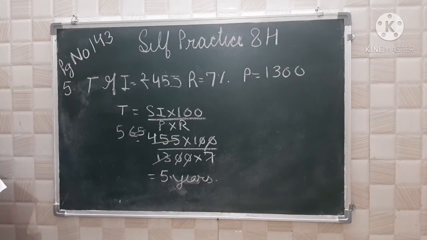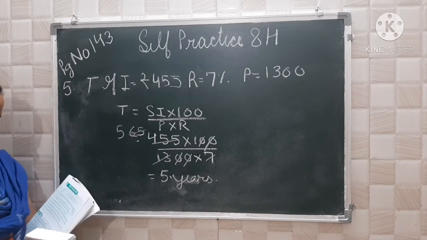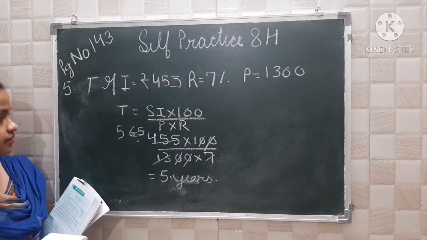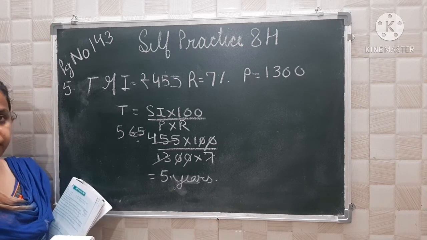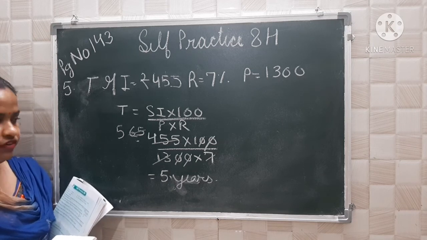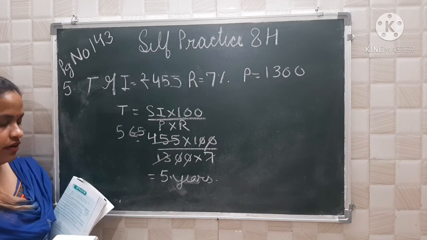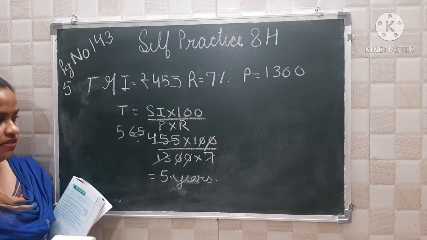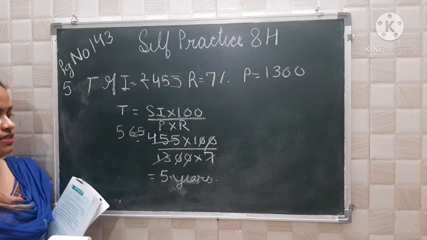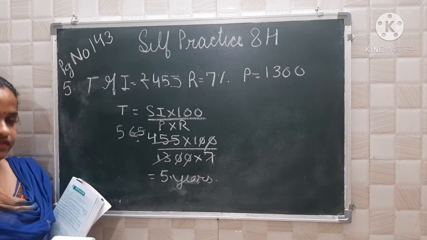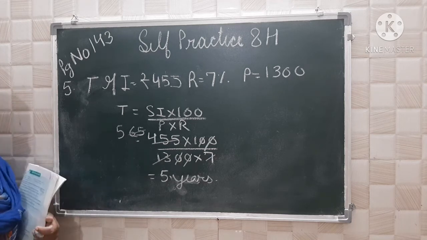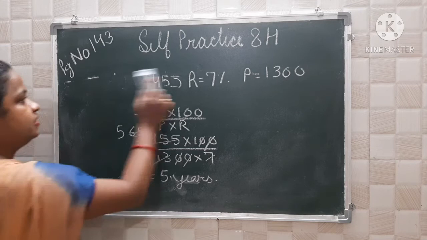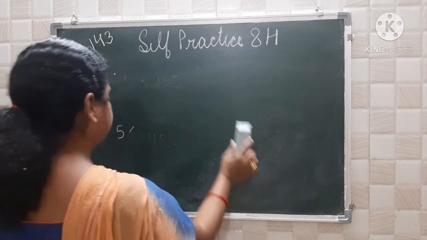Now see once more. What you will get? Time is equal to SI into 100 upon P into R. SI is 455 and into 100 upon 1300 into 7. 0 0 cancel out. 7 6 is 42, 7 5 is 35. And after that 13 5 is 65. So how much time it will take? 5 years. Okay, clear? Now come to question number 6.